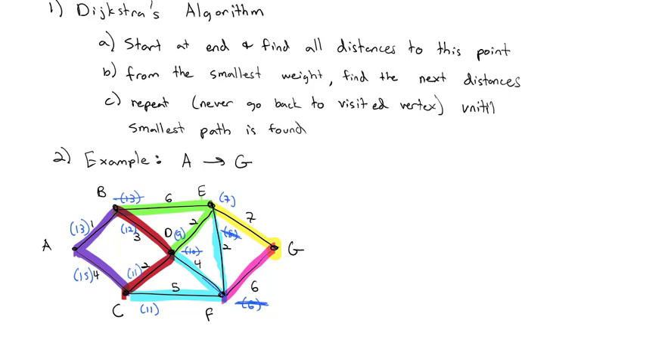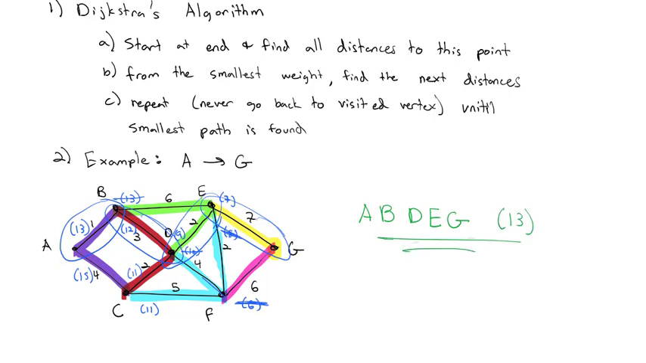So 13 being the smallest one, working backwards, the 13 came from going from A to B, and then B to D, and then from D to E, and then from E to G. And that was kind of the path we took that ended up giving us the smallest numbers as we went across. So our shortest path from A to G is to go from A to B to D to E to G. And that total cost, we said, would be 13. That is the shortest path from A to G.